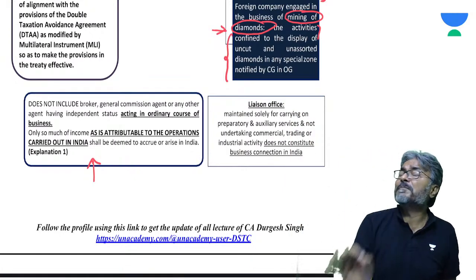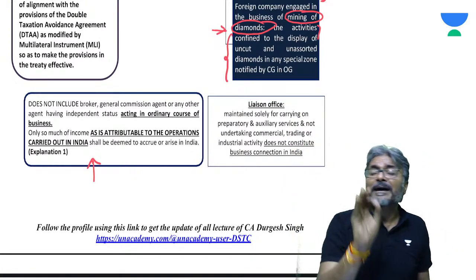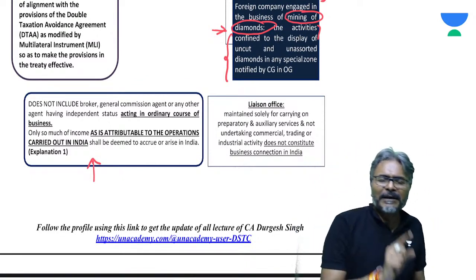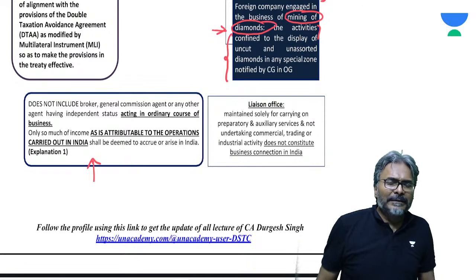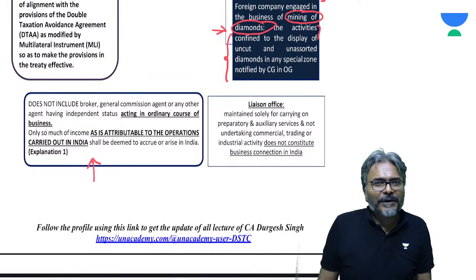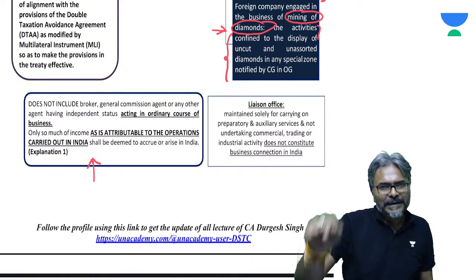And if he cannot be said to have any business connection in India, what is the conclusion, students? The conclusion over here is that there will not be any business connection of the non-resident because of such an agent in India.